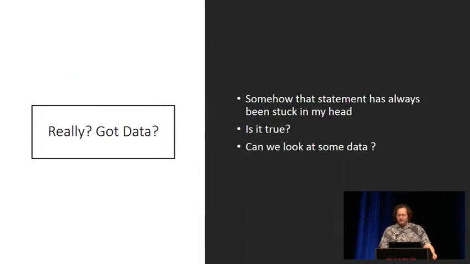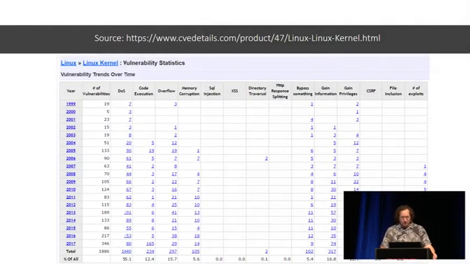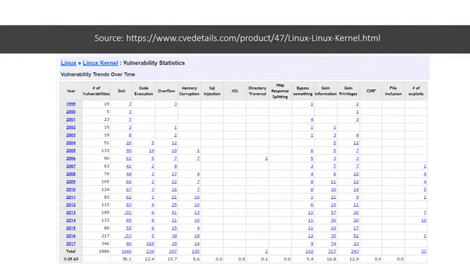When he said "20 or so," I was like, really, is that true? What's the data behind that? Can we look at some of this? So I basically started looking at the last almost 20 years of Linux kernel vulnerabilities and what the numbers are. I went to CVE Details, and they basically keep a record of this stuff. And it goes back to 1999.